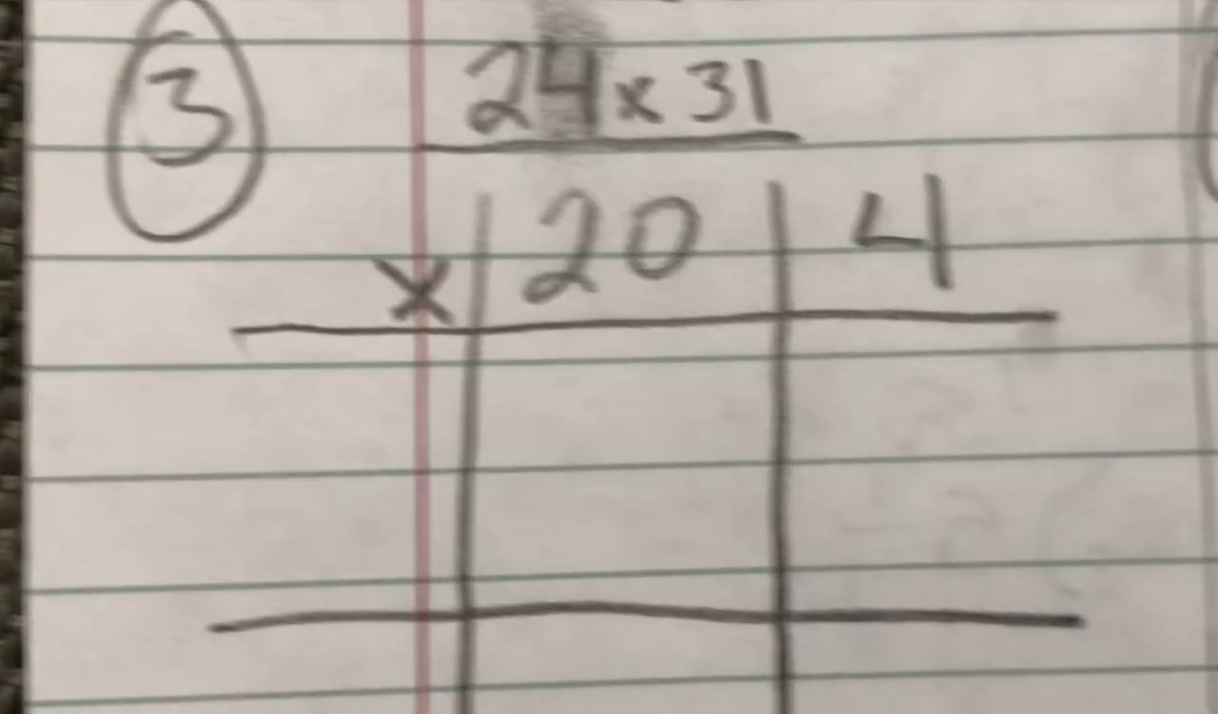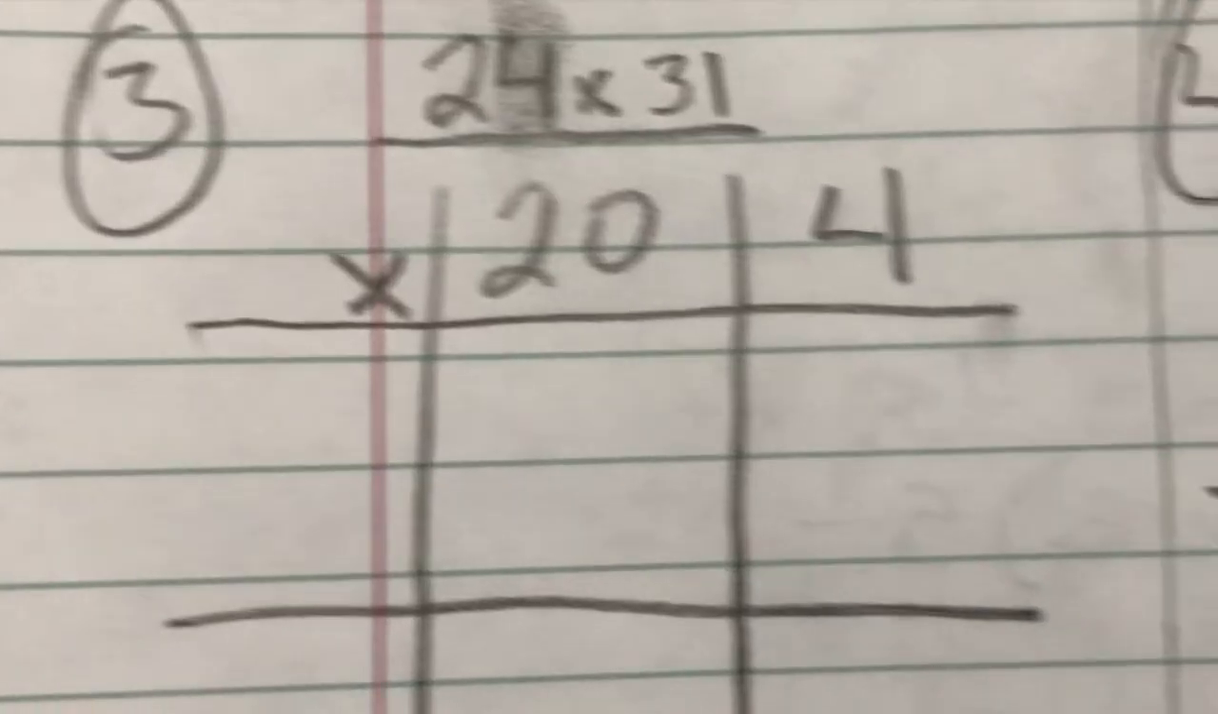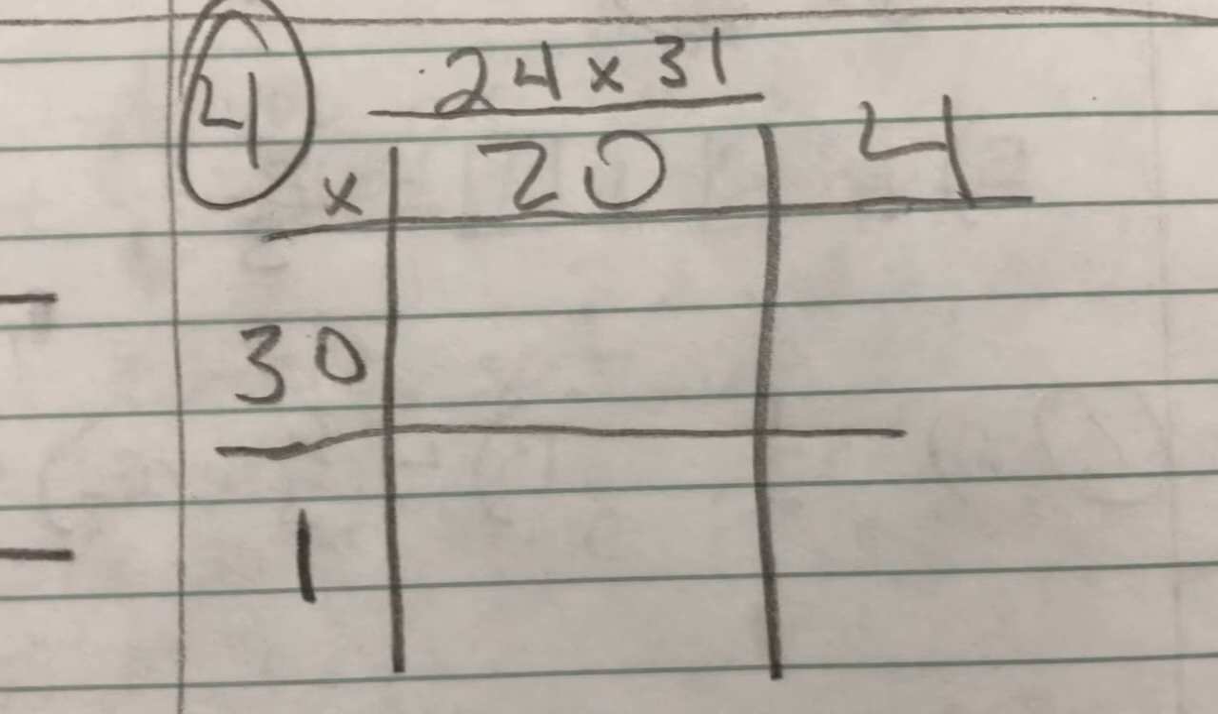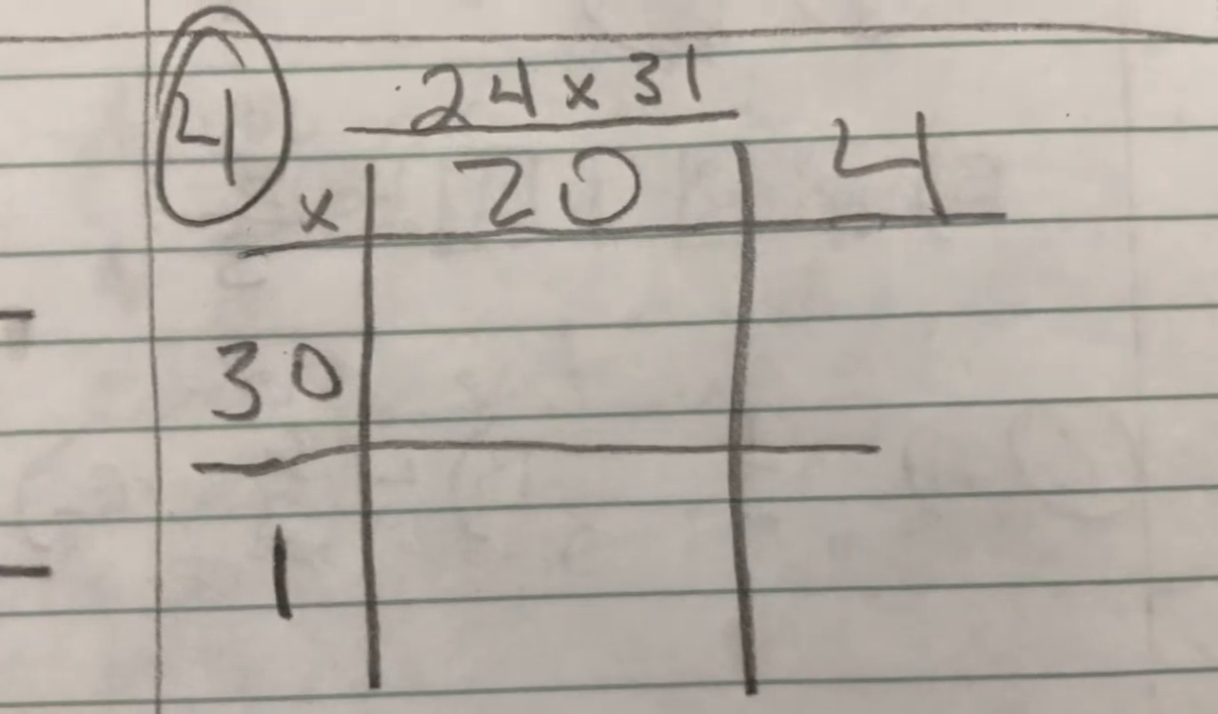Next, we make a blank tic-tac-toe board. Take 24 and write it in expanded form on the top row. Put an X in the top left corner to hold the space. Next, we take the 31 and do the same thing, but this time in the left column going down.